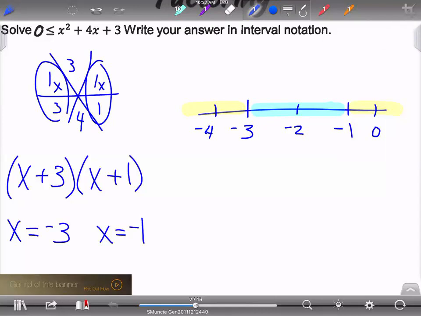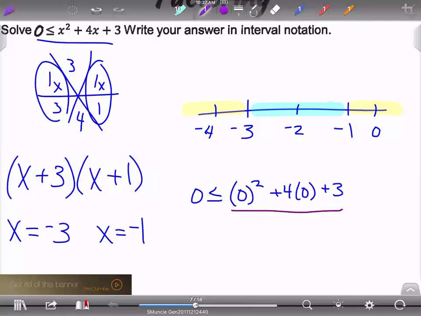So if we plug in 0, that's fine. We're going to go back up here to the original: 0 less than or equal to 0 squared plus 4 times 0 plus 3. This portion right here is what I would either figure out in my head or use my calculator for. 0 squared is 0, that term doesn't matter. 4 times 0 again is 0, doesn't matter. So I just end up with 0 is less than or equal to positive 3. Is that a true or a false statement? True. So this is true, which means this region must work and this region must work.